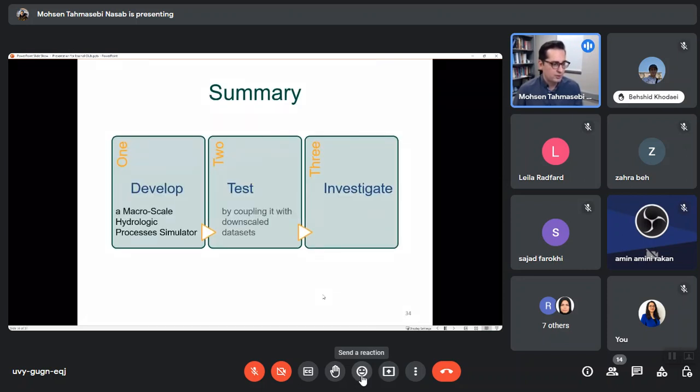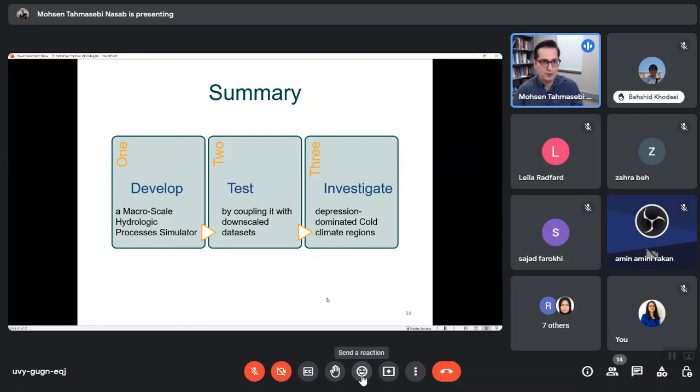I'm going to skip over the summary because it's obvious that we developed the model. We tested the model, and now in our investigation, we talk about other model characteristics, and I highly recommend reading the next two papers after this. One of them is in Journal of Hydrology, and the other one is ASCE, Journal of Cold Climate Regions.